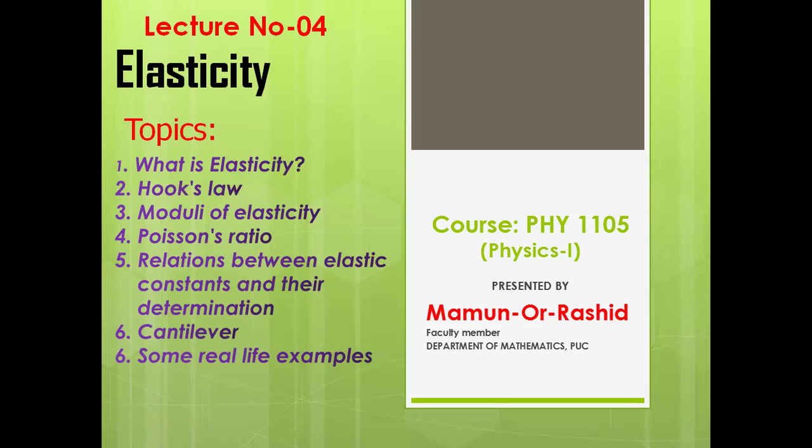Today, this is my fourth class, and this is the topic of Physics 1, another new chapter, Elasticity. In this lecture, we will discuss what elasticity is with examples, different types of elasticity and Hooke's law, moduli of elasticity, Poisson's ratio, the relation between elastic constants and their determination, and the cantilever. Some real examples we'll try to solve connecting with this chapter, elasticity. So welcome to everybody in this lecture.